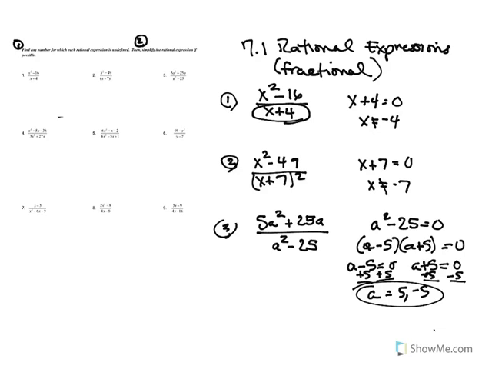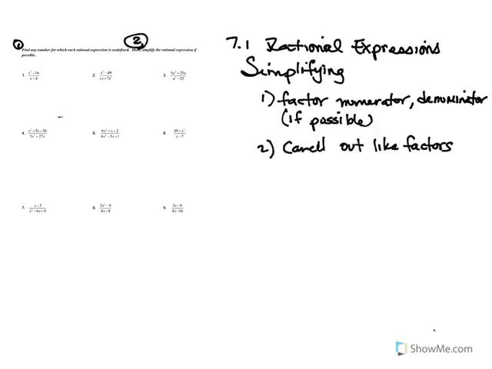So those are the values that would make each expression undefined for numbers 1, 2, and 3. Anytime they're asking you what would make it undefined, it's all about the denominator. Set it equal to 0 and solve for x, or your variable. All right, then we go into the second part of 7.1, which is simplifying rational expressions. So let's look at that. So 7.1 is rational expressions, and now we're on the second part, simplifying rational expressions.